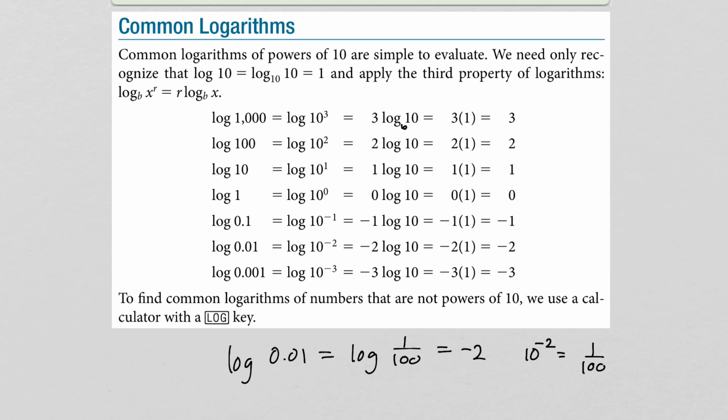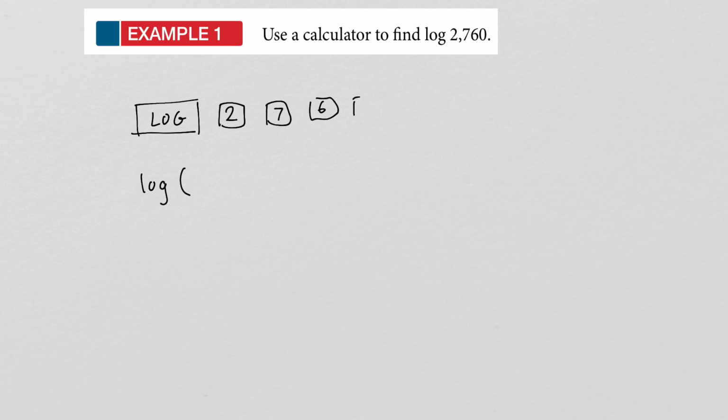Now, if for some reason you are given a logarithm of a number that is not a power of 10, then we simply use a calculator and we find the log key on that calculator. So for example, use a calculator to find the log of 2,760. On most calculators these days, you are simply going to hit the log key, and then on your calculator, you will usually see something displayed like this, or sometimes they put a parenthesis for you. And then you simply hit the numbers 2, 7, 6, and 0.